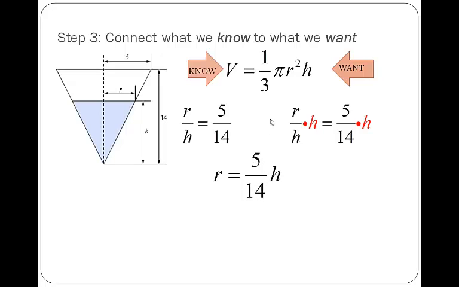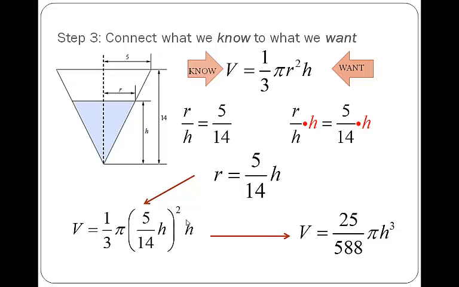So I can plug that in to the volume formula here for R. I can substitute that for R. And so that would get me this expression here, simplifying that. So the 5 squared becomes 25 in the numerator. The 14 squared becomes 196. Multiply that by 3 and you get 588 in the denominator. And then the H squared times H gives you H to the third.